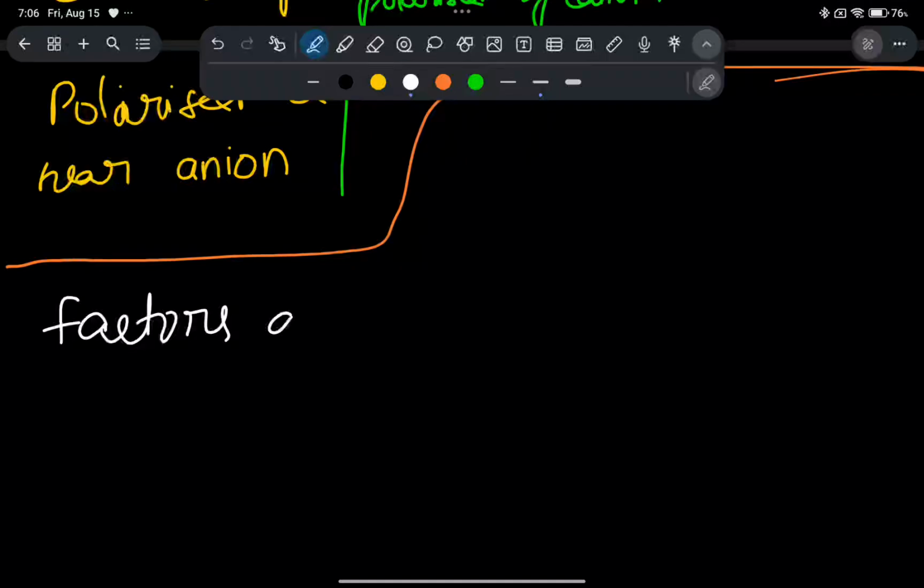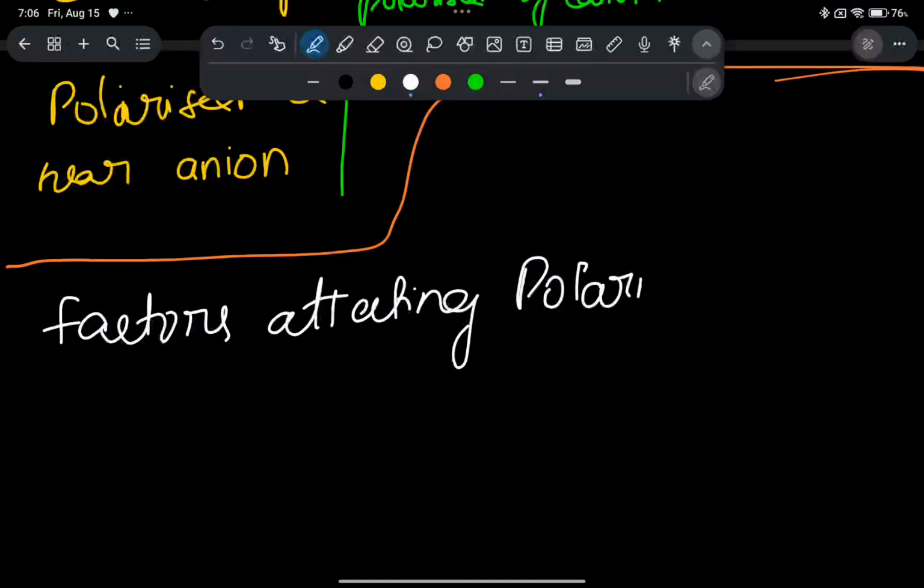Okay, now the factors affecting polarization power.